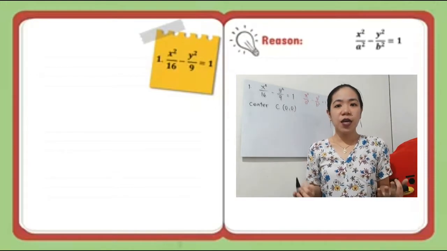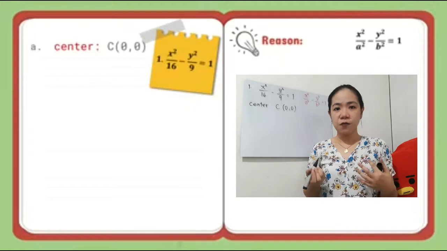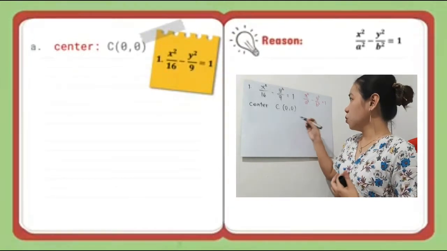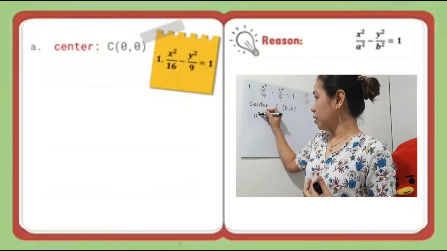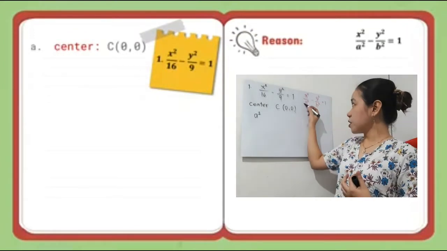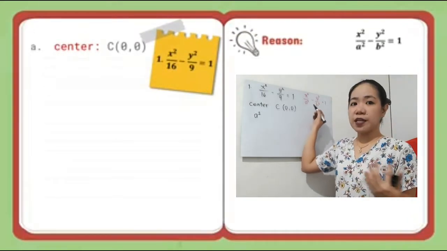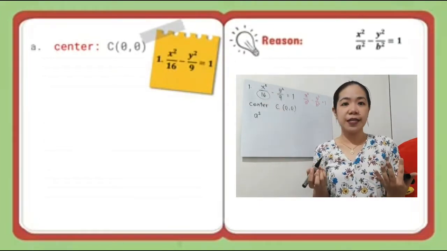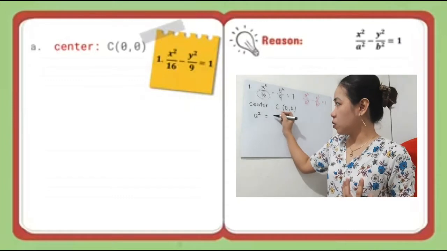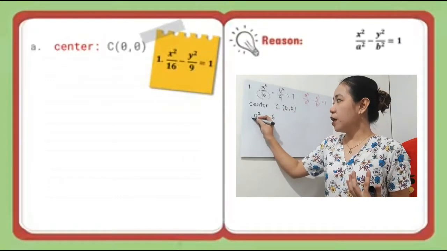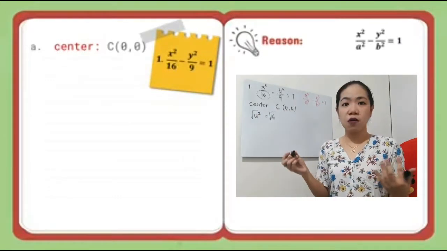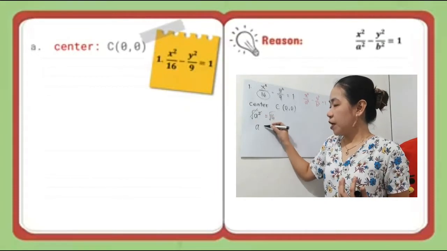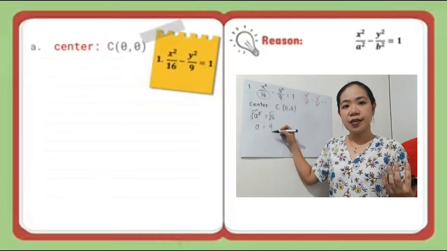The next thing that we have to find is the value of a, and then next to that is the value of b and then c. So let's look at the given again. We know that we have x squared over a squared. So the denominator of x squared is a squared, that is 16. So a squared equals 16. To find a, we need to get the square root of both sides. We have a is equal to the square root of 16, which is 4.